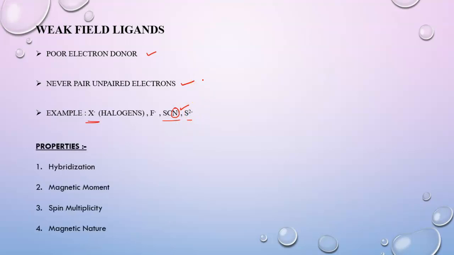So what are the properties basically of your VBT? You are going to study basically hybridization. You are going to know about the hybridization, magnetic moment you can calculate, spin multiplicity you can check, and magnetic nature as well. Proceeding further, there come the postulates of VBT.